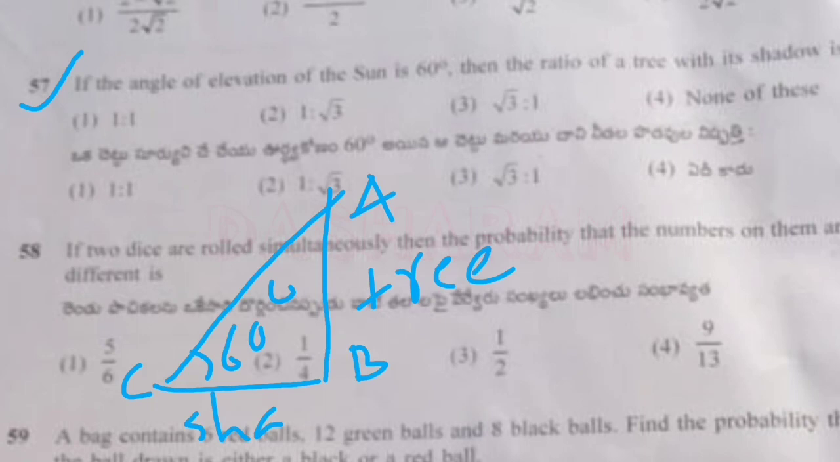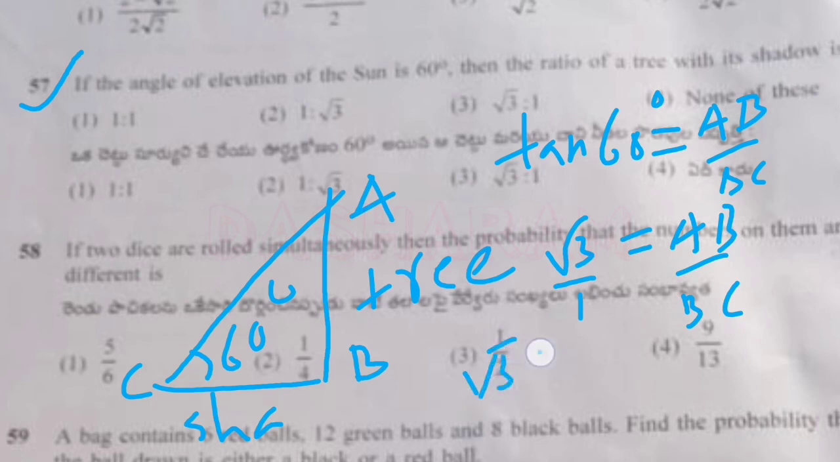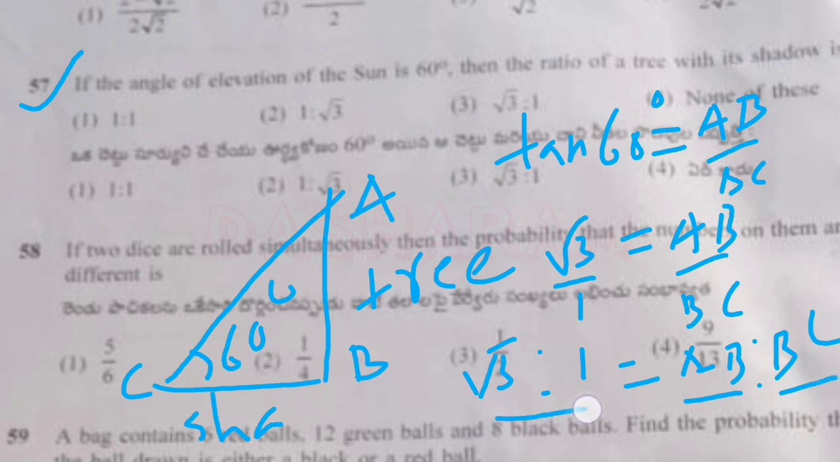So here let's apply tan 60 degrees. Tan 60 degrees equals the opposite side AB, that means tree, divided by the adjacent side BC, that is shadow. So tan 60 is root 3 equals AB divided by BC. Root 3 can be written as root 3 by 1. So in ratio form, root 3 is to 1 equals AB is to BC. Here AB is a tree and BC is its shadow, so it equals root 3 is to 1. Option 3 is correct.